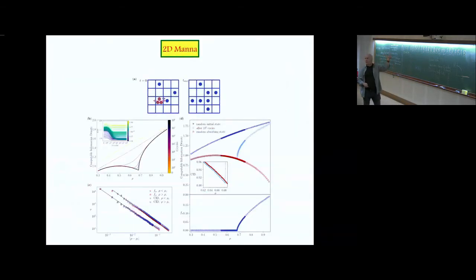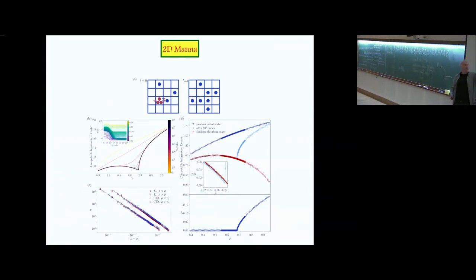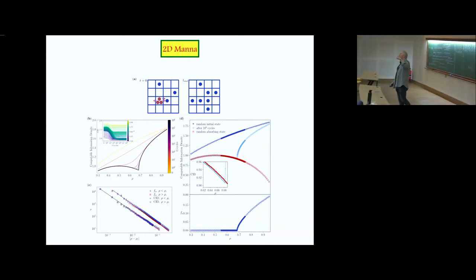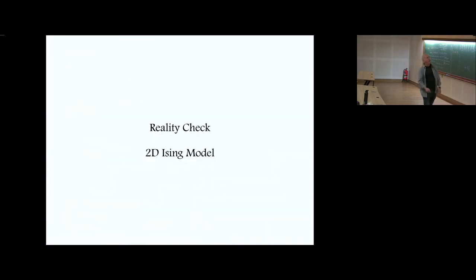2D Mana looks the same. To your question, here's the time dependence. And if you can't tell the difference, it's because there isn't one. If you look at the decay of the activity, or at the change in the CID, the information content, there you go. It's just the same. I just wanted to show it to you. It's exactly the same.